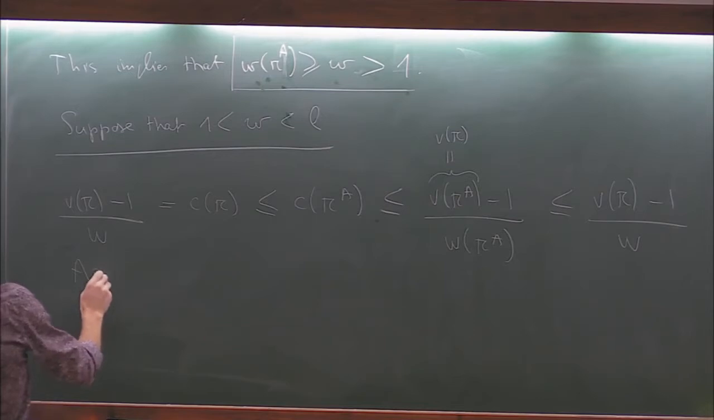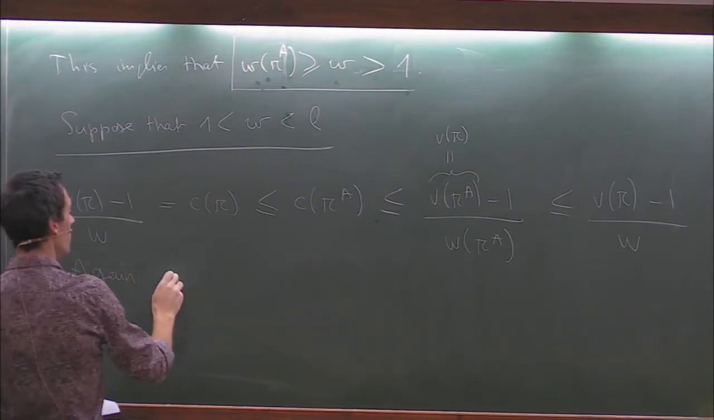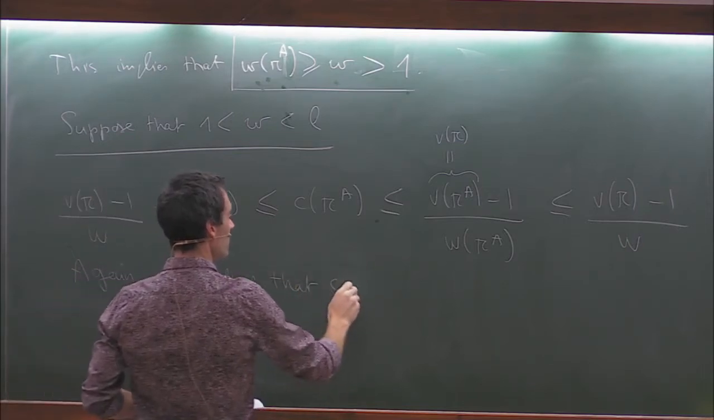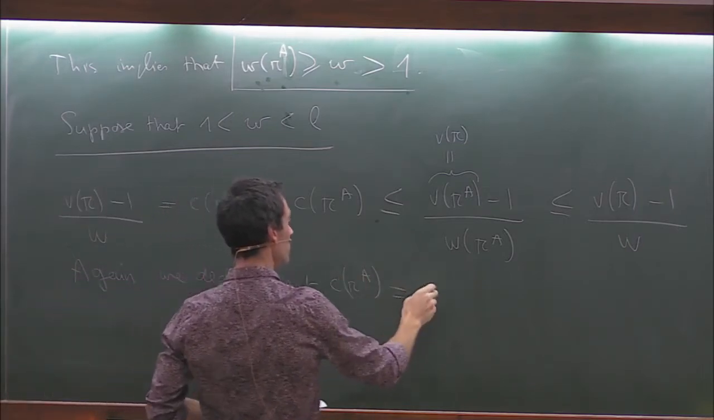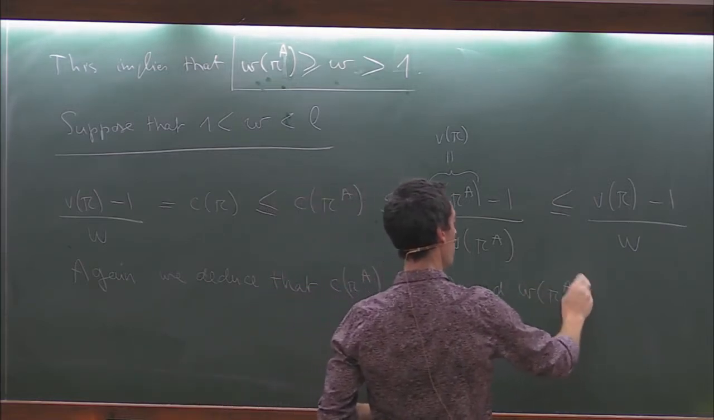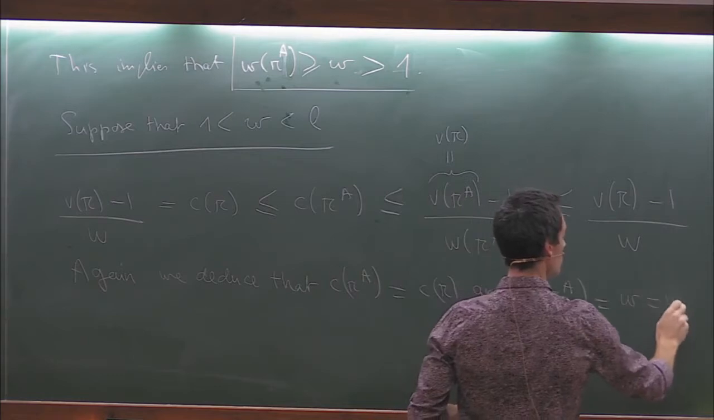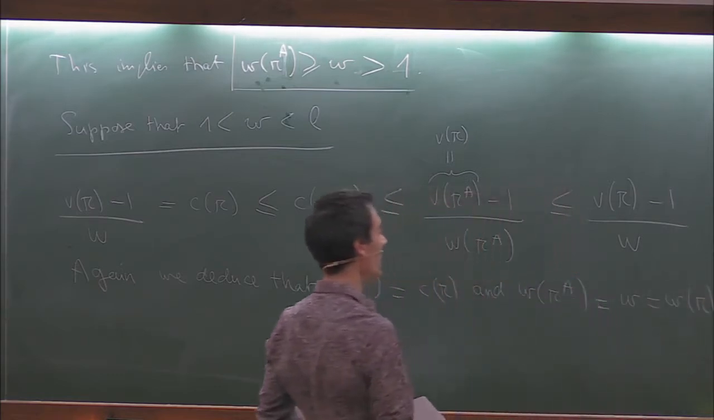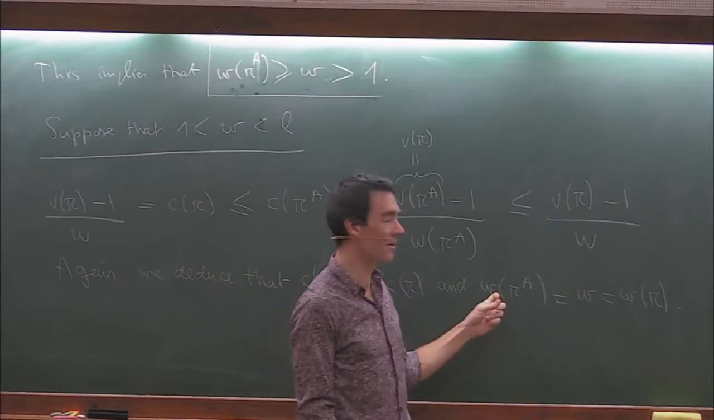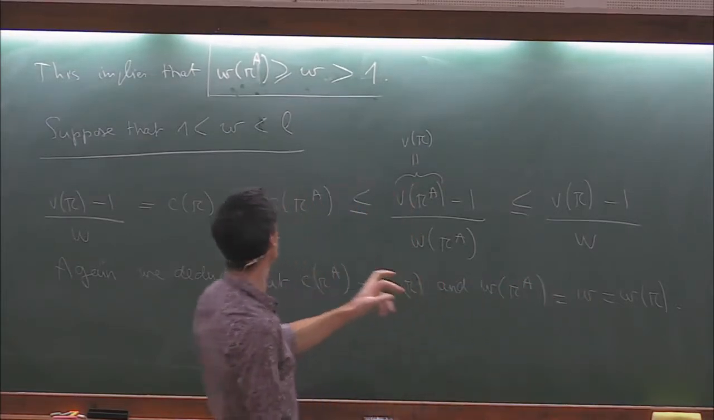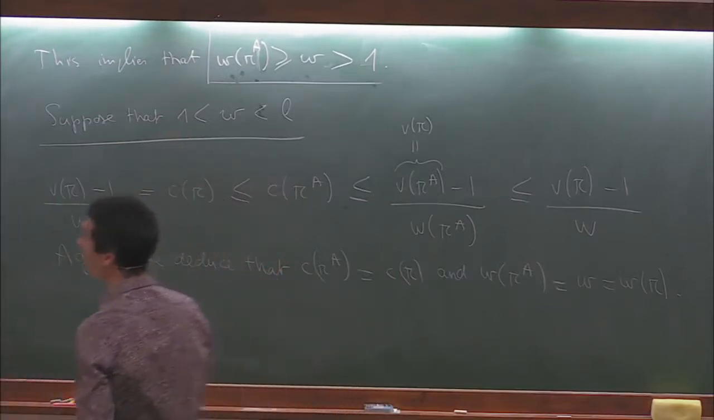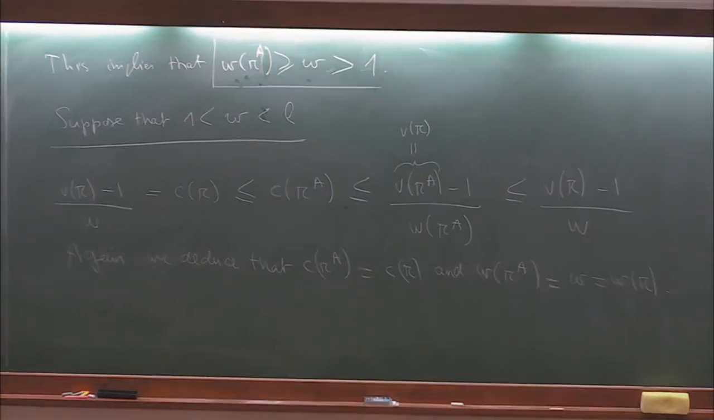So again, we deduce that C of pi a is C of pi, and W of pi a is W of pi. And so in particular, a posteriori, now that we know that W of pi a is W, which is in between 1 and L, we deduce that we were in this situation.